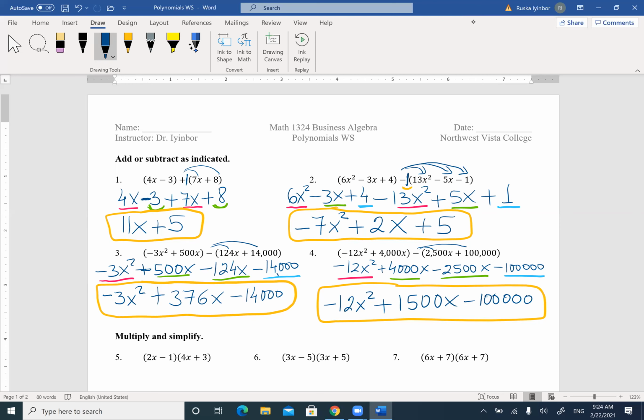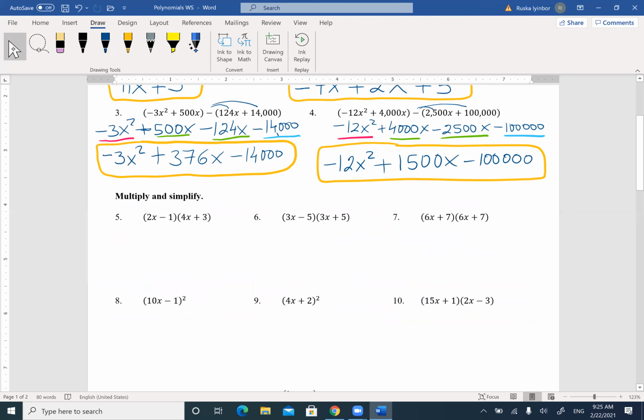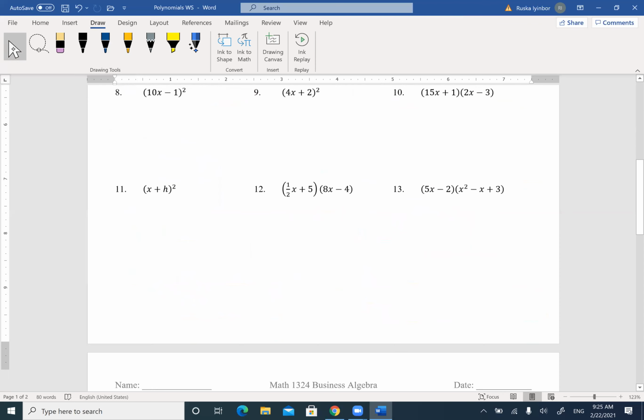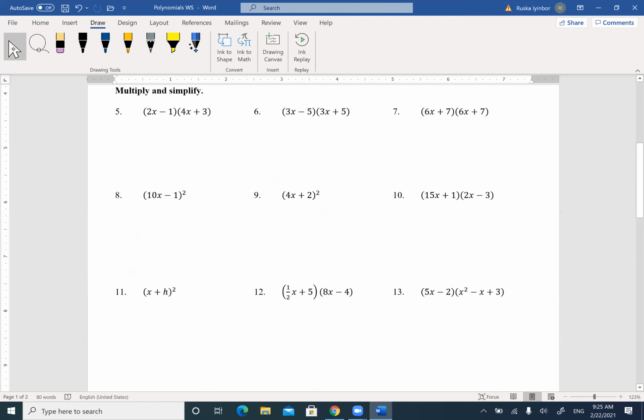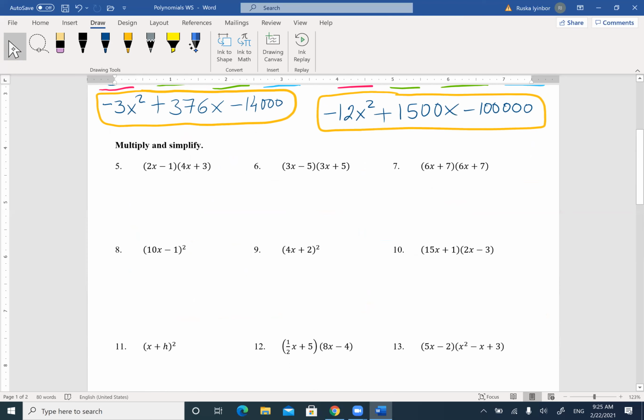Okay, so we're going to continue with the next one, which is multiplying and simplifying. So here we're going to multiply polynomials, and I'm just going to do a few of those. I'm not going to do all of those because they're the same. Okay, so here we have different methods of multiplying. You can do FOIL, you can do distribution, or the table method also. So I'm going to show a few, so that way you have the option to pick the one you like. Okay, so first I'm going to show you the FOIL method.